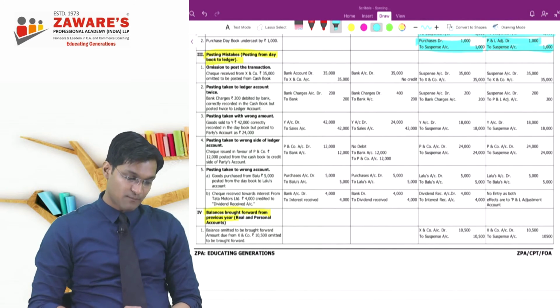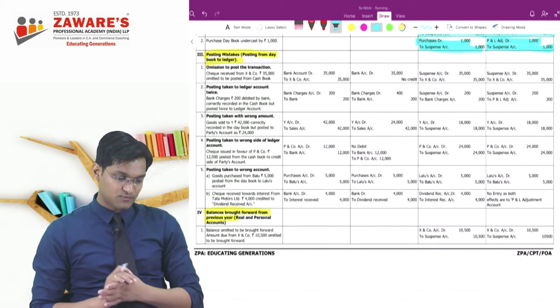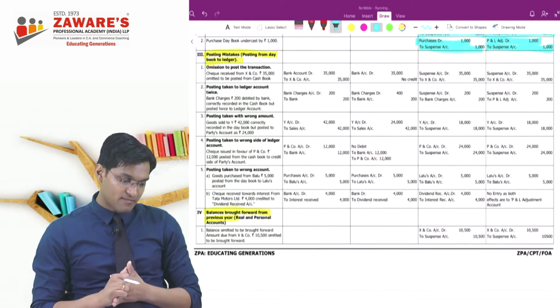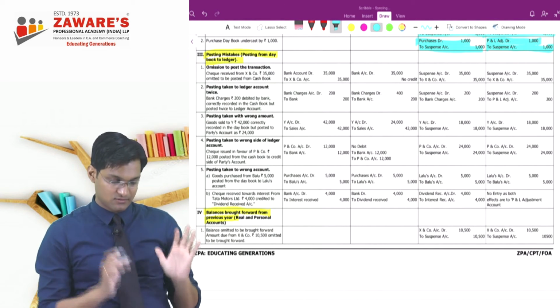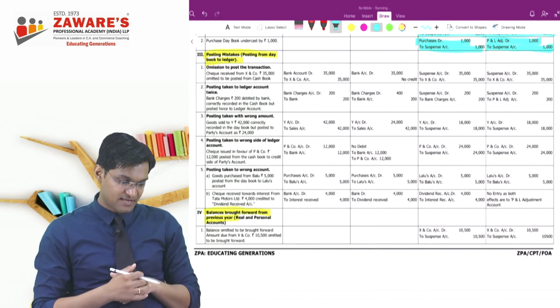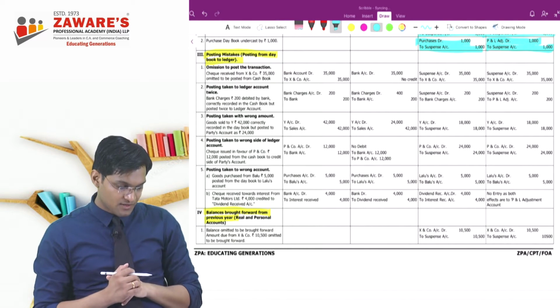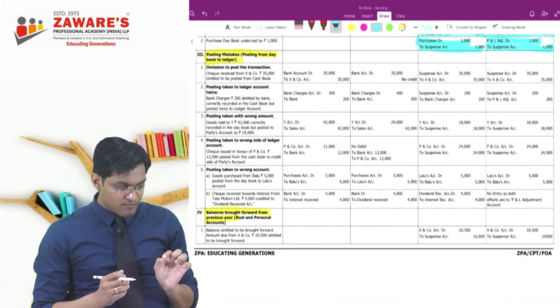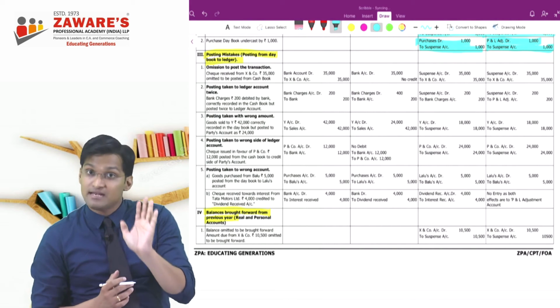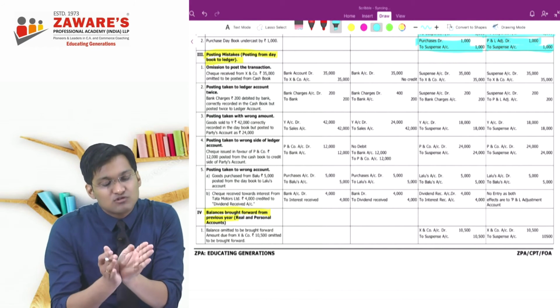Third type of error is posting mistakes. Posting means posting from the day book to ledger. Check received from X and company rupees 35,000. Correct entry should be bank account debit 35,000 to X and company account credit 35,000. Omitted to be posted from cash book. Means what? It is recorded in cash book. Omitted to be posted from cash book.